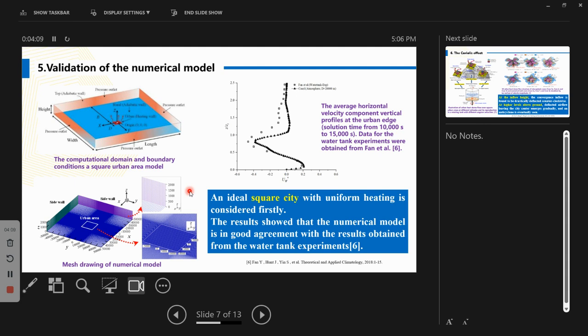As I mentioned before, the heat dome flow over a square city is non-uniform, so capturing the flow over a square city may be very challenging. So at first our research is on a square city. Also, the simulation results are compared with water tank experiments. The results showed that the numerical model is in good agreement with the results obtained from the water tank experiments.